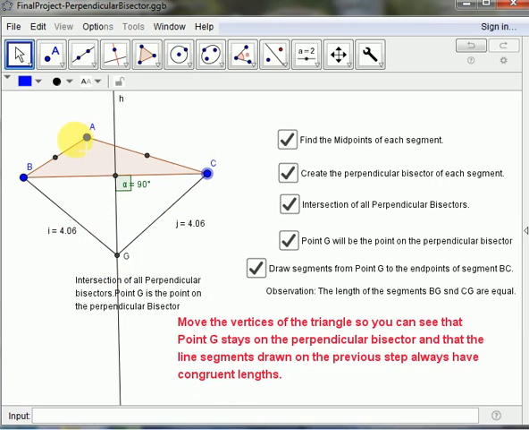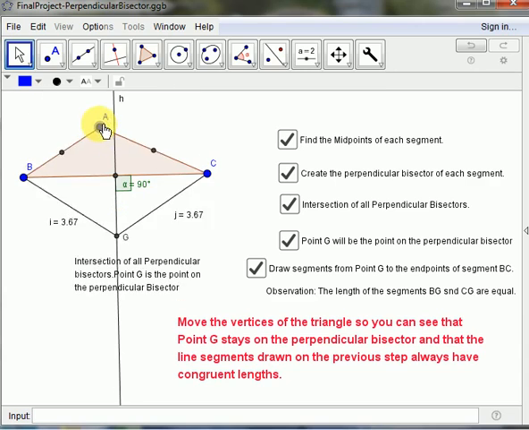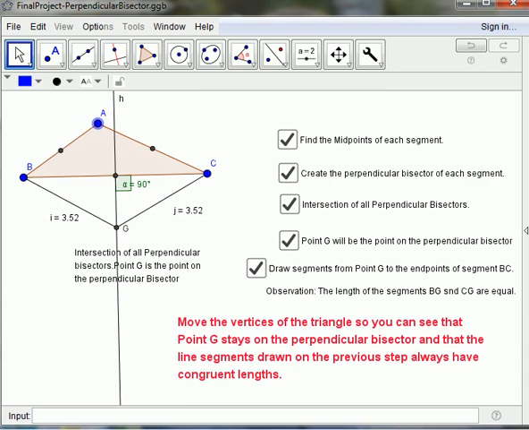And once again, you can move any of the vertices, and this is going to continue to be true.